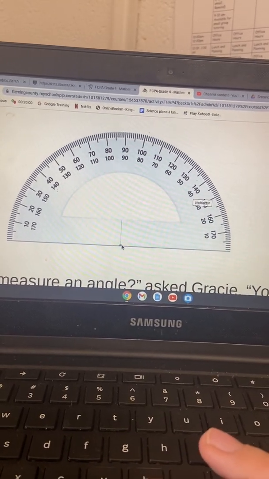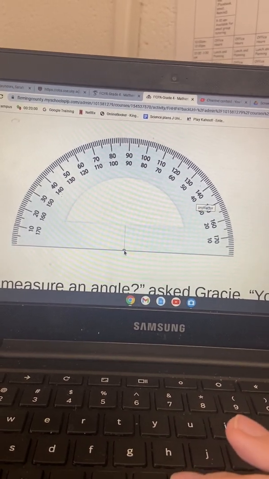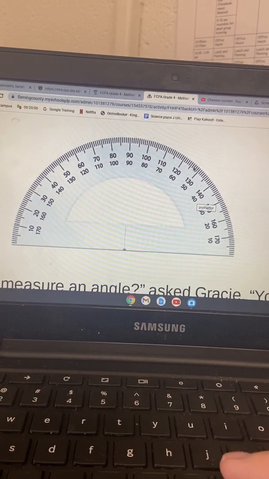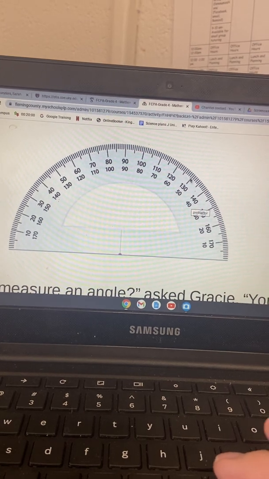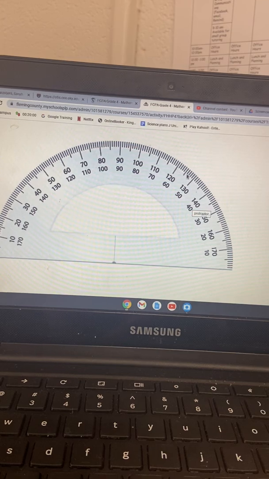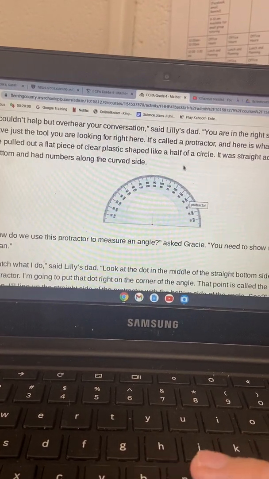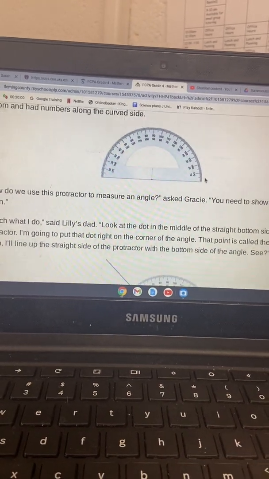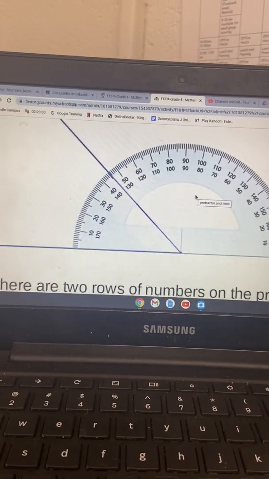But you'd put this on the vertex, and you'd put one of your rays on this bottom line, and you line up wherever your other ray fell. So if it fell on this line and it was an acute angle, you would know it would be between 50 and 60, and you could count 1, 2, 3, 4, that it would be 54 degrees. That Math Playground game is going to give you a chance to play around with a protractor online to help you understand that.